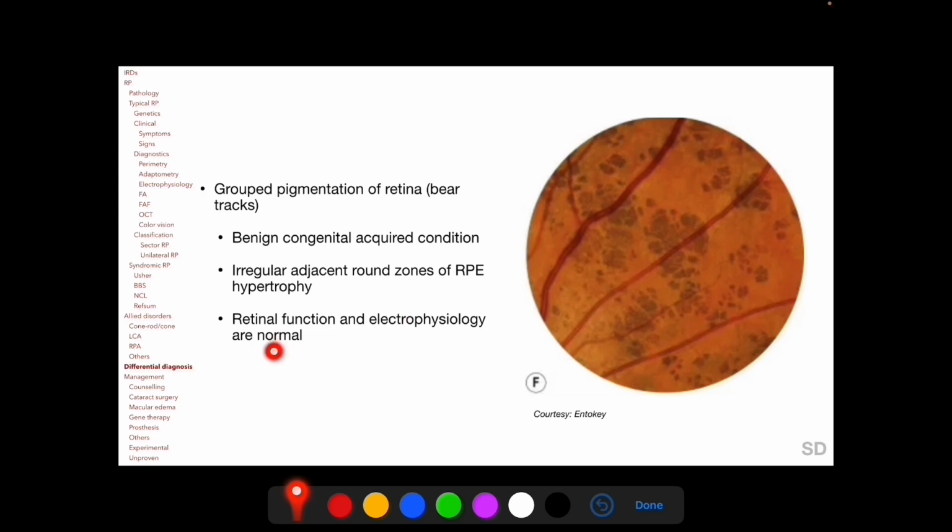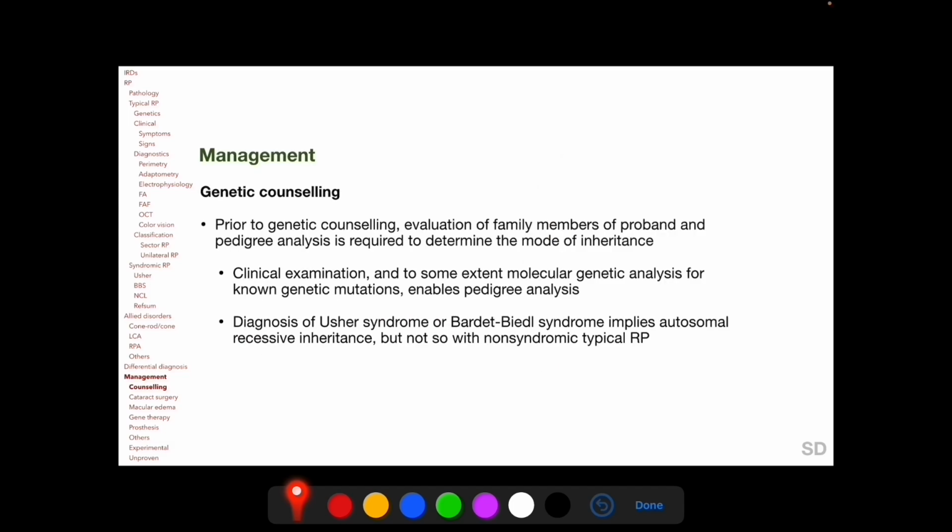this entity. Genetic counseling is an important component of management of inherited retinal disorders, including retinitis pigmentosa and its allied disorders. Prior to genetic counseling, evaluation of family members of the proband is required to determine the mode of inheritance, and this involves clinical examination and to some extent molecular genetic analysis for known genetic mutations.